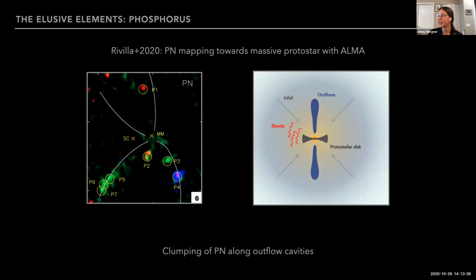So this is a really nice result that came out earlier this year, and it was the first map of phosphorus emission on the sky. This is a high mass source that is not really a great analog for the formation of a star like our sun, but it still shows really clearly the clumping of PN emission along outflow cavities. These dashed lines are showing the contours of the outflows that are traced by other molecules. And you can see the phosphorus emission in this color scale really seems to be associated with these outflow cavities. So I think this is exciting that we're beginning to be able to map this emission and learn something more about where the phosphorus is actually coming from and perhaps what form it's stored in the grain.